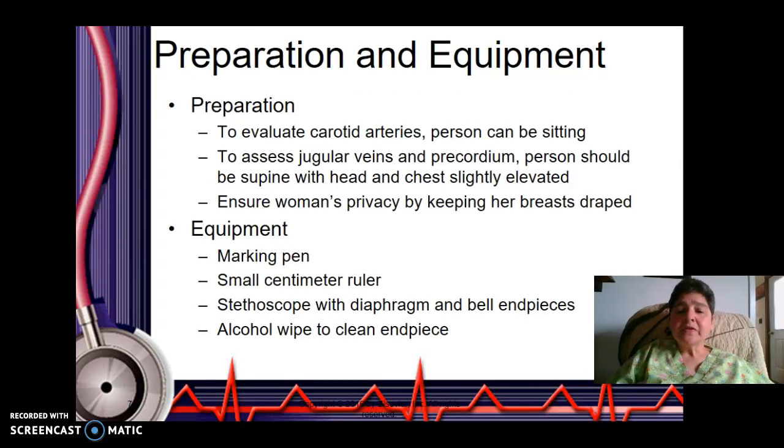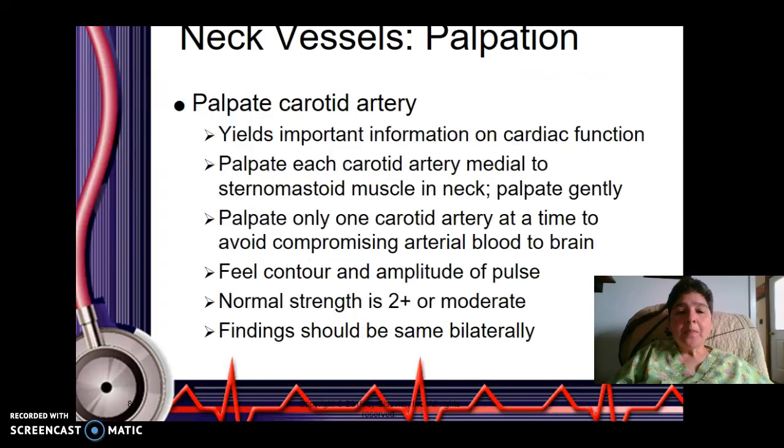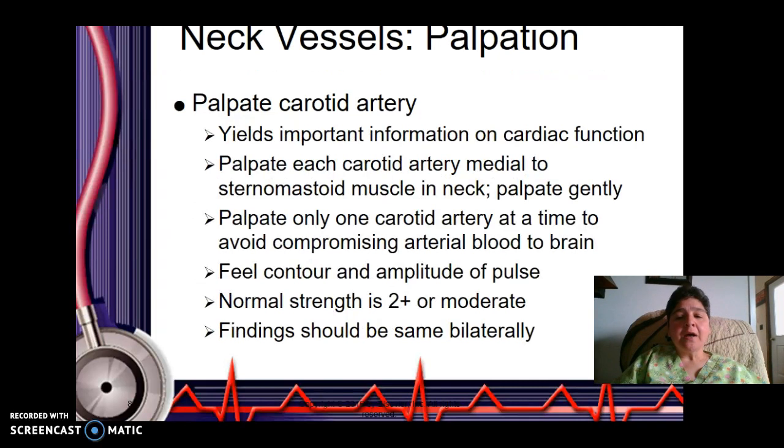Preparation and equipment. Mostly what you need to do is you need to have a stethoscope. Sometimes you might want a little ruler or a marking pen, but other than that, your stethoscope is your most important piece of equipment.